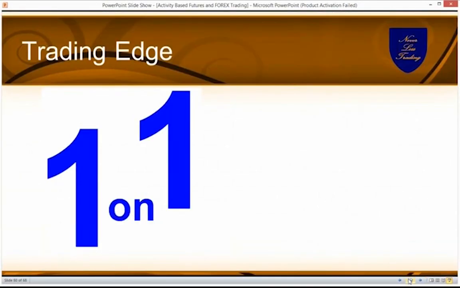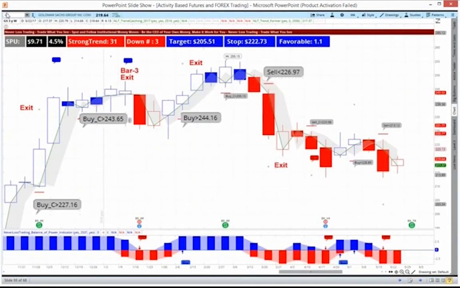So here is the example. Clear-cut rules. I took a stock here. Again, entry, exit, entry, exit, rules, rules, rules. This is how we operate and work.